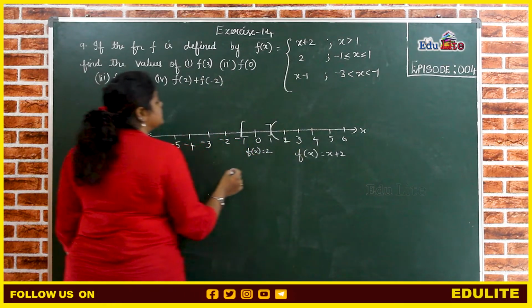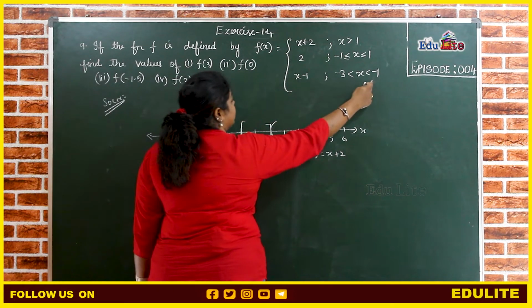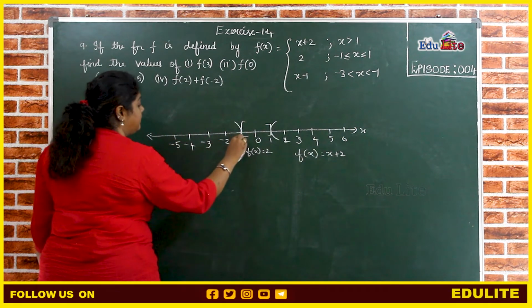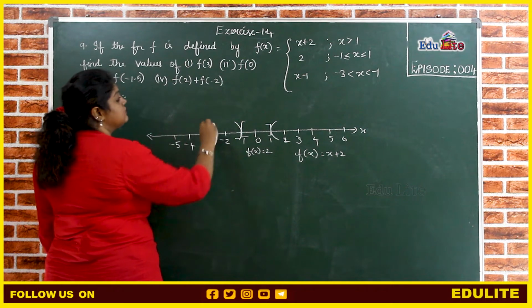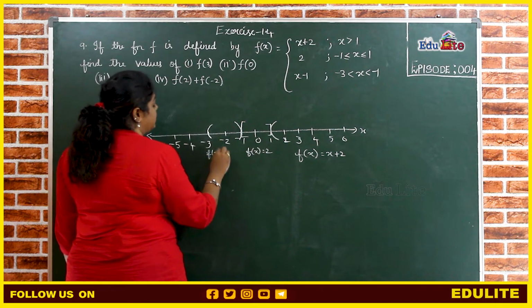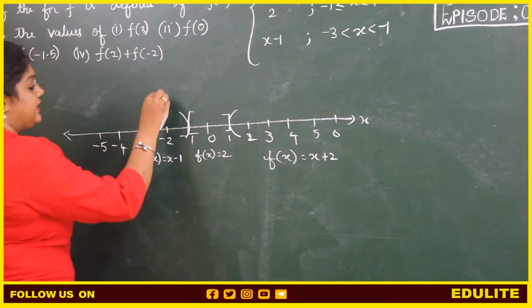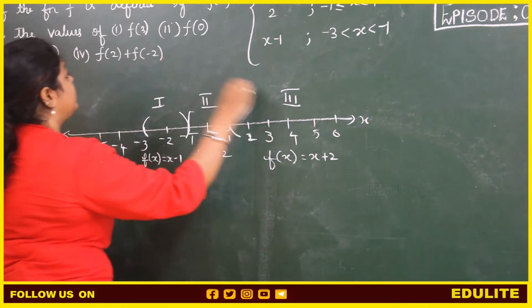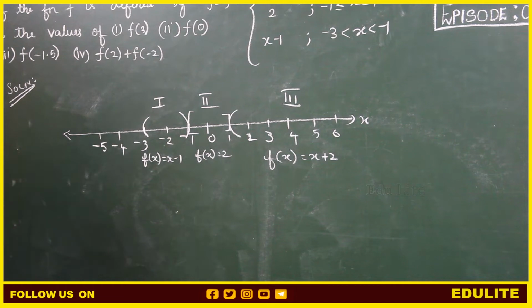Next, if it is between minus 1 and minus 3, where both minus 1 and minus 3 are not included, I am using open brackets. If it is between minus 1 and minus 3, the f of x value is x minus 1. Let us consider these as intervals 1, 2 and 3, and we will find the values of these 4 subdivisions given. The first value we are asked to find is f of 3.